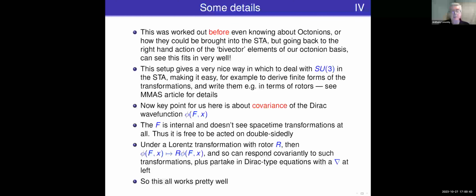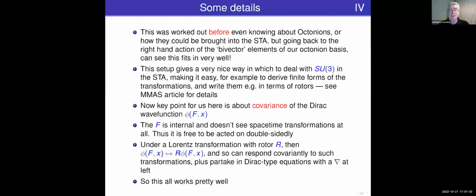But how do we do that in the Dirac equation, for example, given that we're doing this on both sides, but we also want space-time transformations? Well, here's the key point. In this phi of f and x, then f is internal and it doesn't see space-time transformations at all. Thus, it's free to be acted on double-sidedly. Under an actual space-time Lorentz transformation rho to r, then the phi of f and x goes to r phi of f and x, and so can respond covariantly, plus partake in Dirac-type equations with a grad on the left. So actually, this approach works pretty well, even though it's slightly novel to think of spinor functions linearly dependent on a bivector. I've tried to argue it's not so far from what we do with the Riemann.